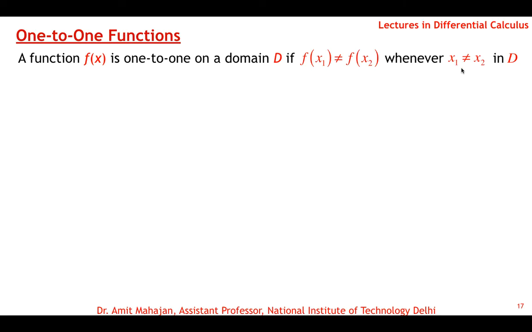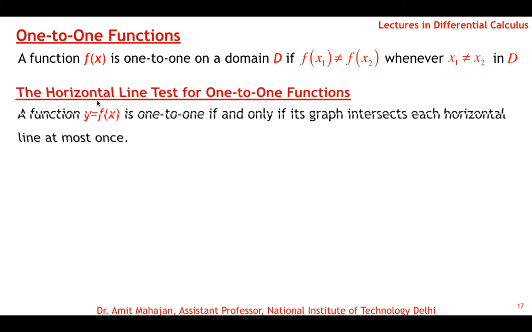So if you take any two distinct points from the domain, by the function rule, x1 will give one value f of x1, x2 will give one value f of x2. If these points are distinct, then their corresponding outputs must be distinct. If that is true, the function is one to one.